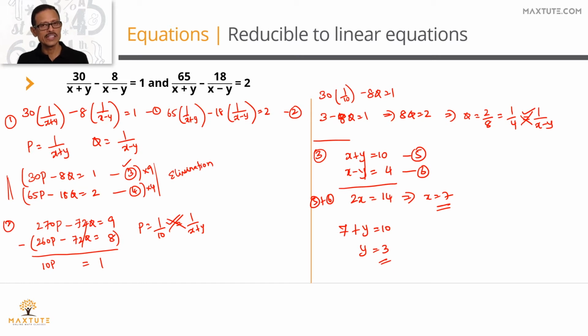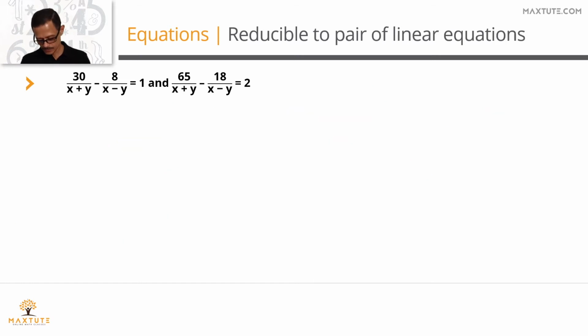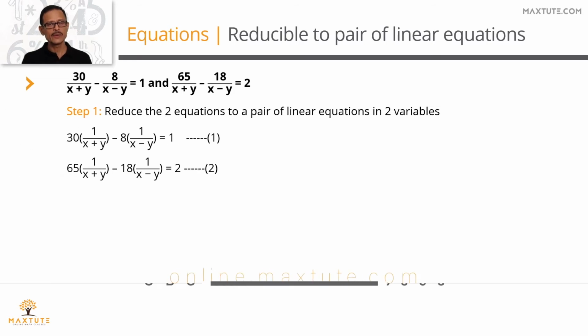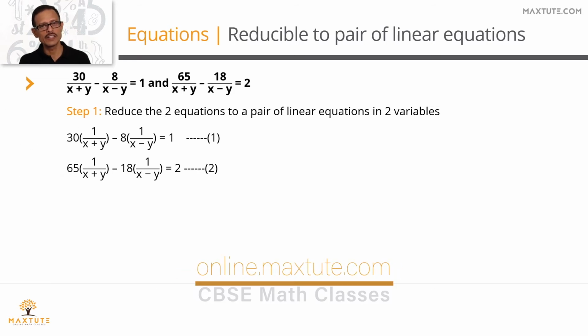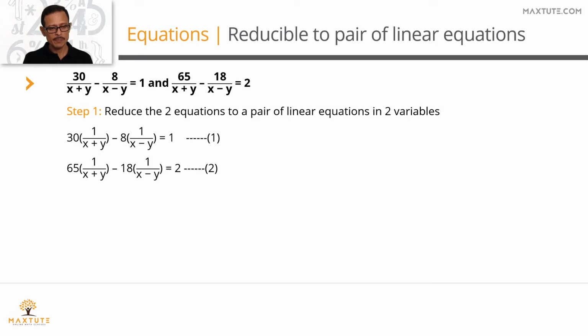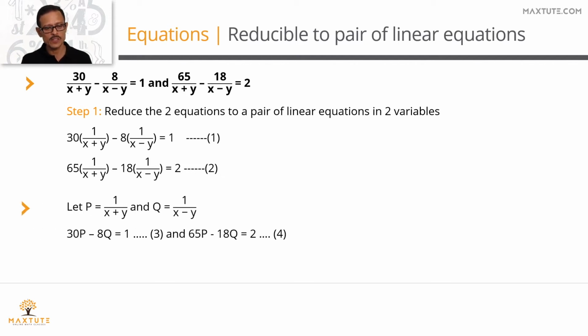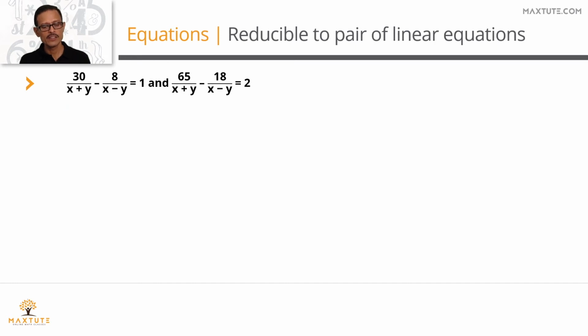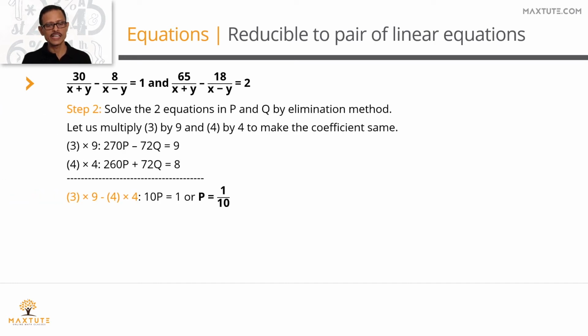Let's quickly summarize all these 3 steps in a printed form in the next slide. We're rewriting the equations and reducing them to a pair of linear equations in 2 variables, separating the coefficients and the variable terms. So this is what you'll get from equations 1 and 2. We're going to assign 1 by x plus y to be p and 1 by x minus y to be q, and rewriting both these equations to get a pair of linear equations in 2 variables p and q.